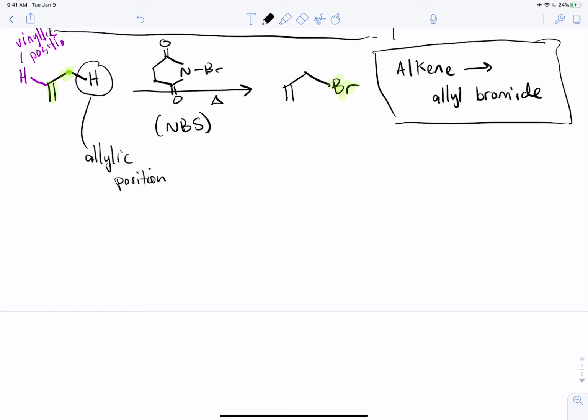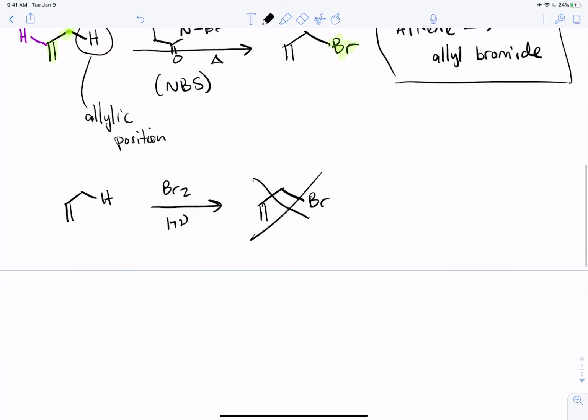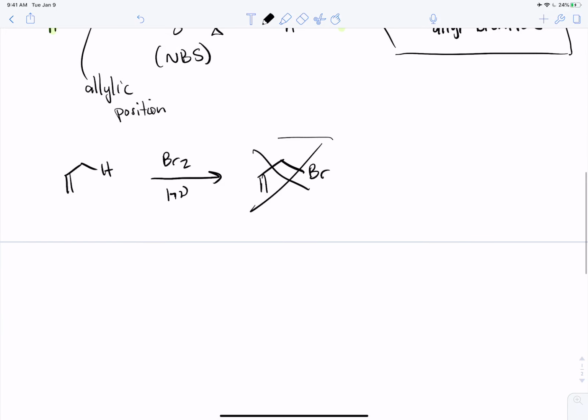One thing I'll say is if you try to do this reaction and just use Br2 in light, this reaction doesn't go, or at least it doesn't give you what you want. So you're not going to get this. What you'll actually end up seeing is the addition product that we see for Br2, because it's faster than the radical reaction would be. So this doesn't work.